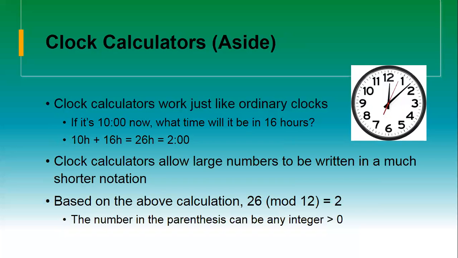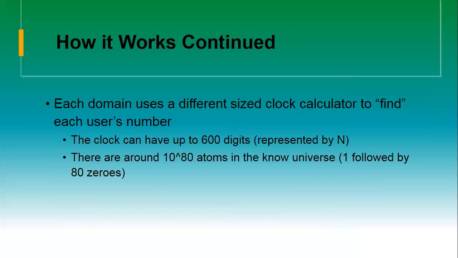So based on the above calculation, 26 modulo 12 equals 2, because there are 12 hours on a clock face. The numbers in the parentheses can be any integer greater than 0. So back to how it works. Each domain, each vendor, uses a different size clock calculator to find each user's number.